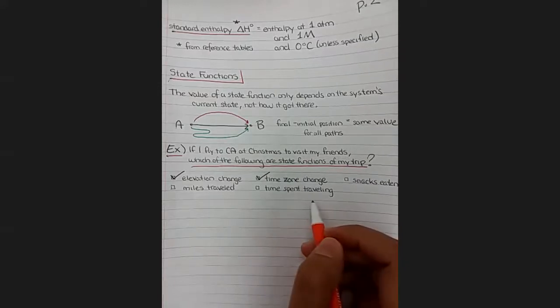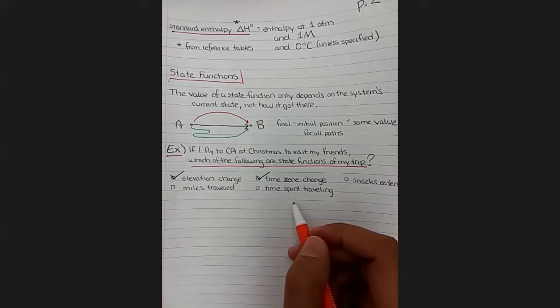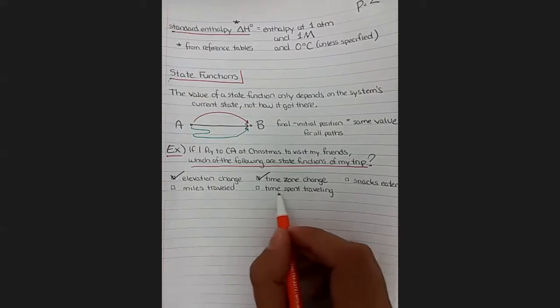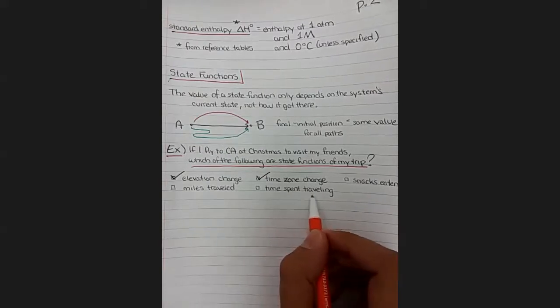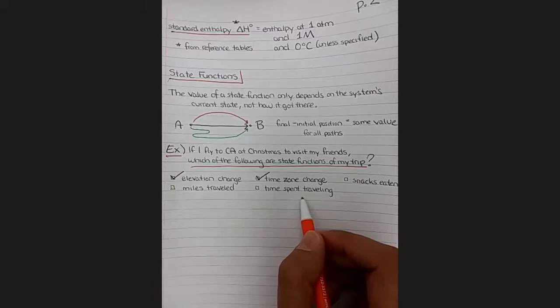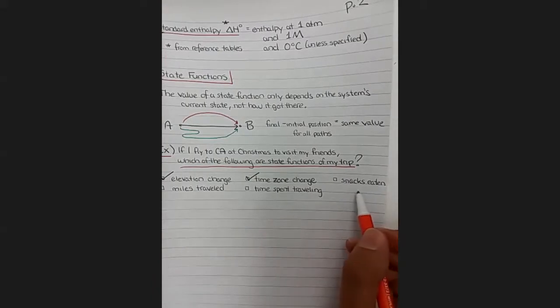But time spent traveling might depend on when I traveled. If I got to the airport really early, the amount of minutes that I spent in the airport would be longer on that particular trip than if I decided to make the trip and show up 30 minutes before the flight left. So this value could change depending on how I made my trip. So that one's not a state function. And then, of course, the number of snacks that I eat on the trip definitely depends on what I had for breakfast that morning. So that is not a constant with my journey, and that is not a state function.